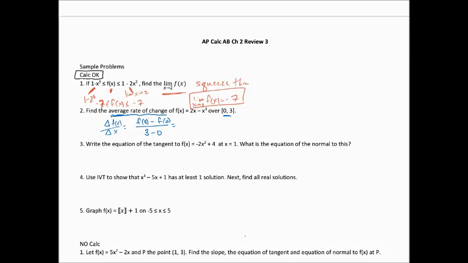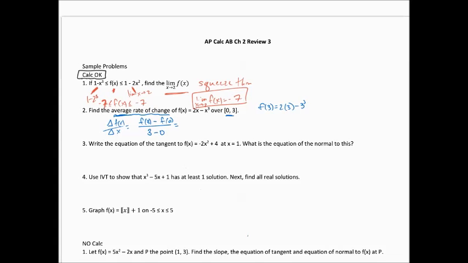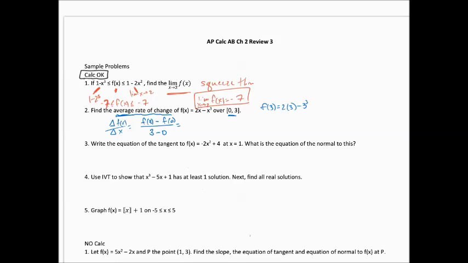When I go ahead and find f of 3, it's going to be 2 times 3 minus 3 cubed. So now, working this out, we end up with 6 minus 3 times 3 is 9, times another 3 is 27, and this gives me negative 21. So this will be negative 21 over 3, which ends up being negative 7 as our average rate of change.